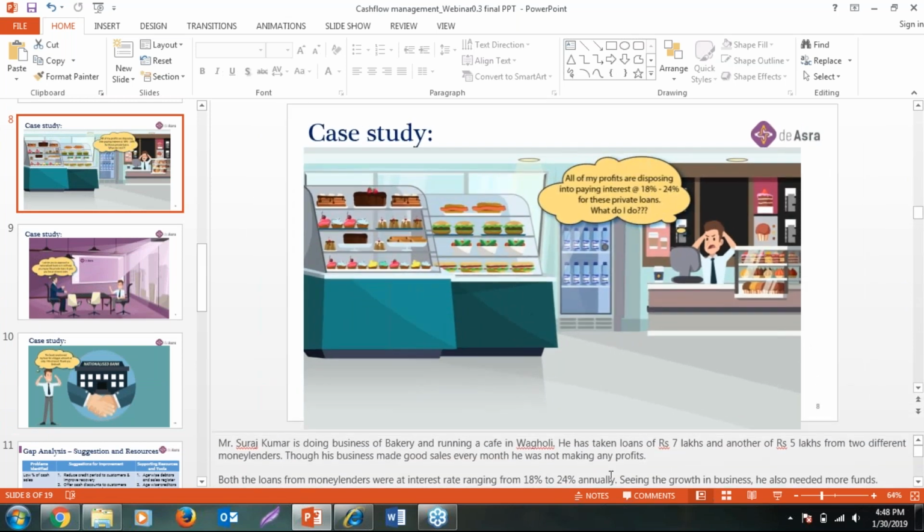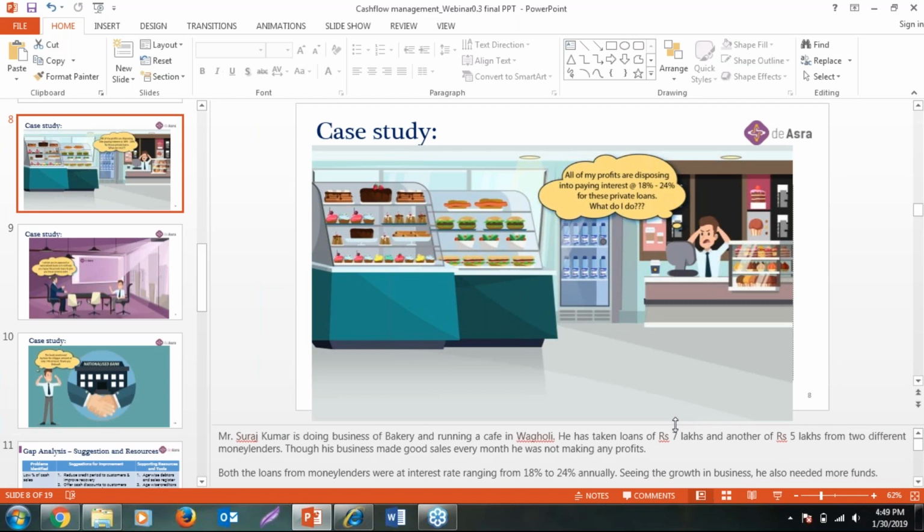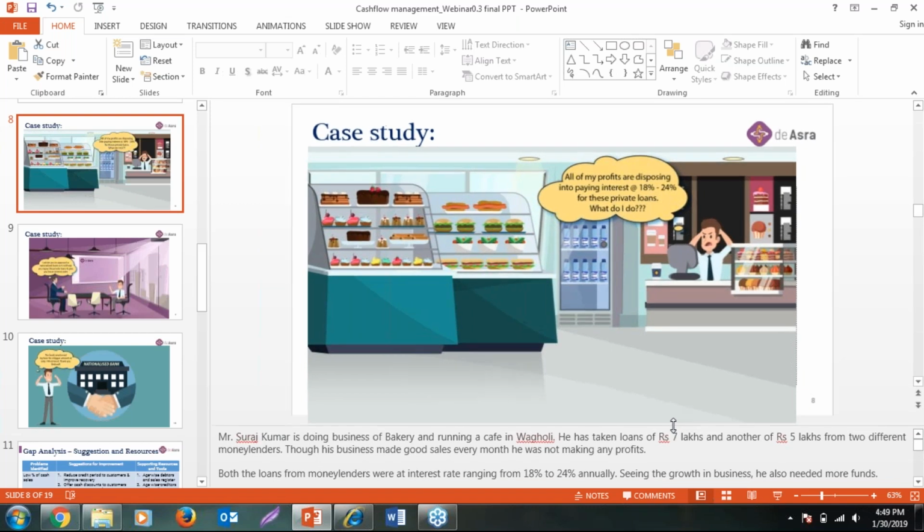So he came to deAsra. His name was, we have changed his name here, say Suraj Kumar. And he had taken a loan of 7 lakhs from a money lender and another loan of rupees 5 lakhs from a different money lender. So what happened here is he was paying a higher interest to both of these money lenders. Though his business was making good sales every month, he wasn't making any profits. So both the loans from the money lenders had rates of interest ranging from say 18% to 24%.